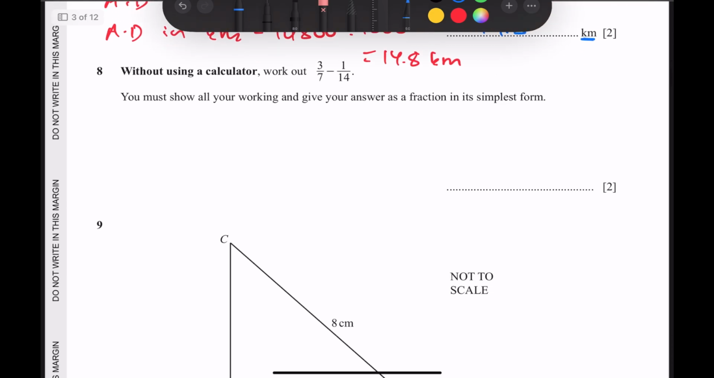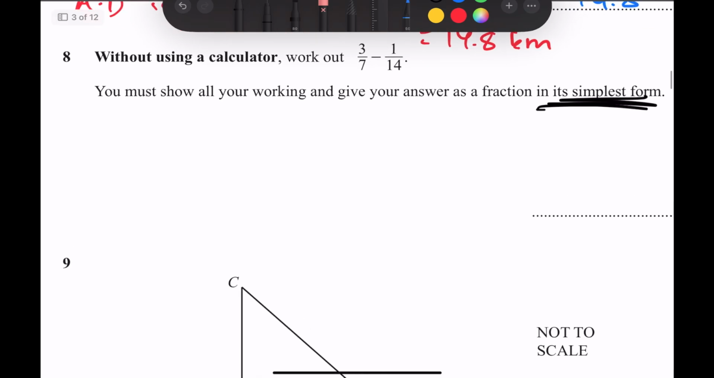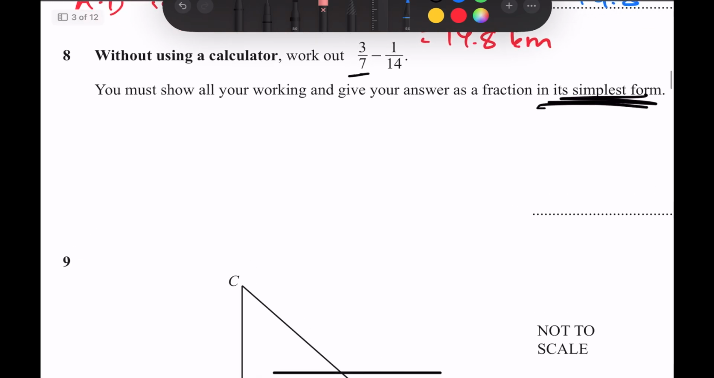Question 8 says that without using a calculator, work out 3 divided by 7 minus 1 divided by 14. You must show all your working and give your answer as a fraction in its simplest form. This is the key phrase: in its simplest form. As you can see, the two denominators are 7 and 14. The LCM of 7 and 14 is just 14, because 7 is a factor of 14, which means that 7 multiplied by 2 produces 14 and 14 multiplied by 1 produces 14.